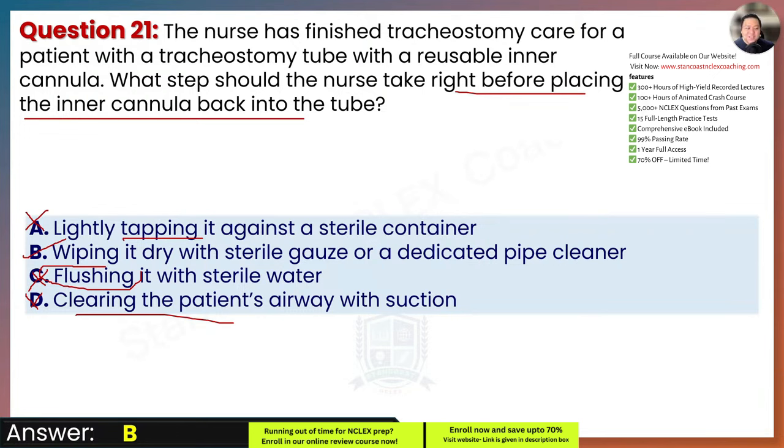All right. So the final key takeaway here is that when you encounter these sequence-based questions, you've got to pay close attention to the wording "right before," which means we're at the very last step before reinsertion. So drying the cannula is the best answer.